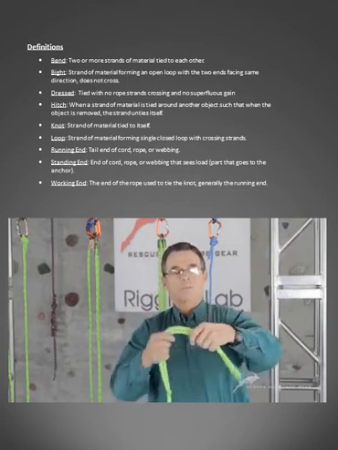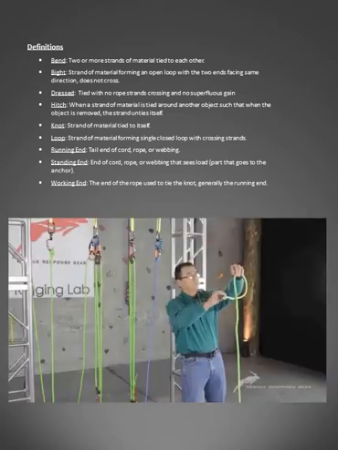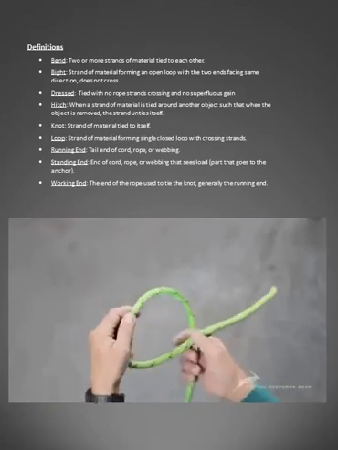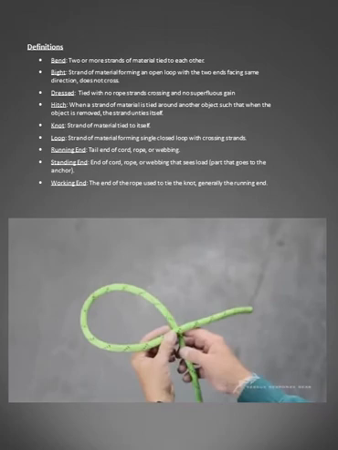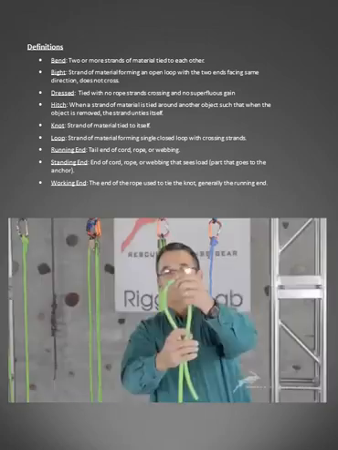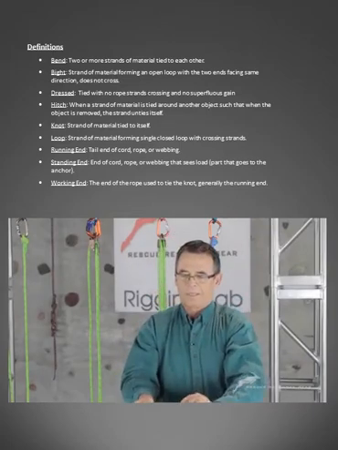They stay parallel throughout the knot. Versus a loop. A loop has a cross in it. Now, this loop can be defined by the working end on top of the standing part or the working end underneath the standing part. Bight, the two strands of rope are parallel. A loop is a cross.